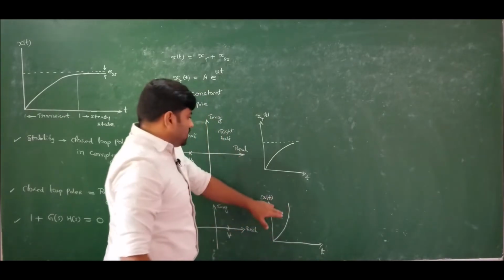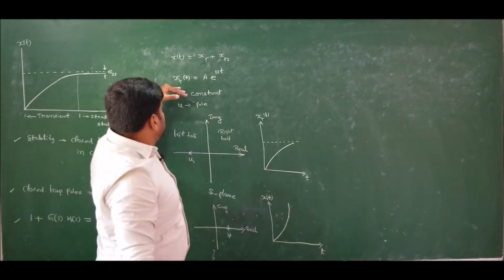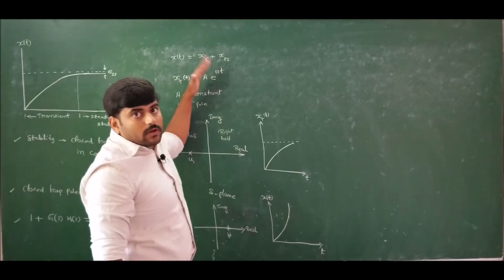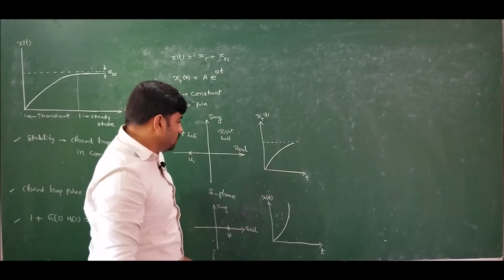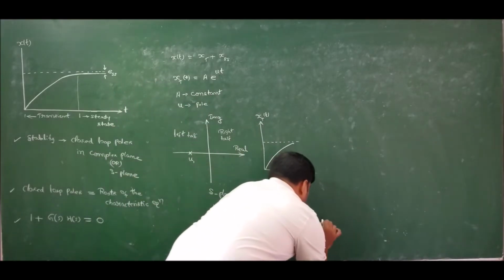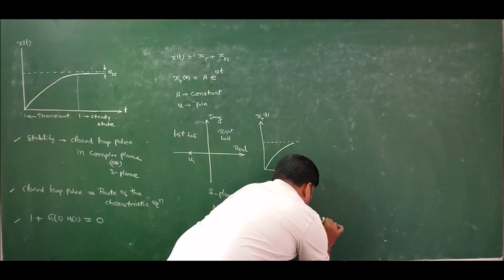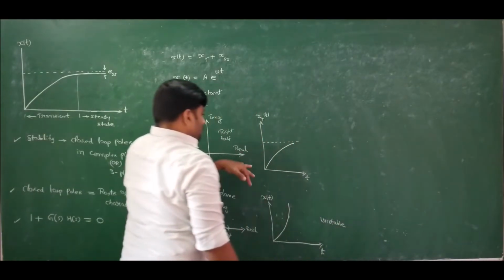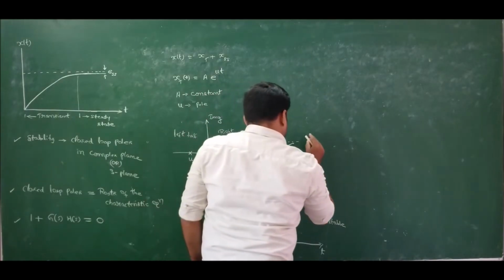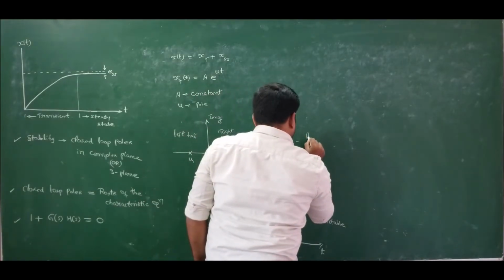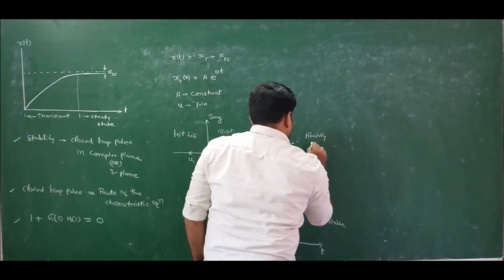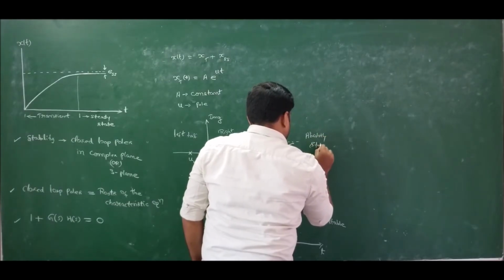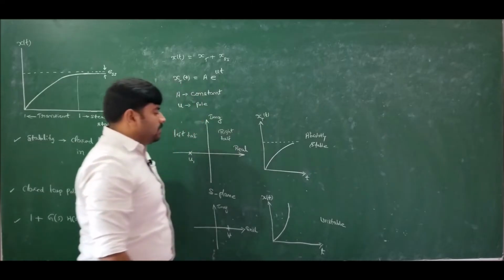If t reaches infinity, the transient part reaches e to the power of infinity, exponential of infinity. So the transient is too much. This is absolutely unstable. What about this? This is absolutely stable.